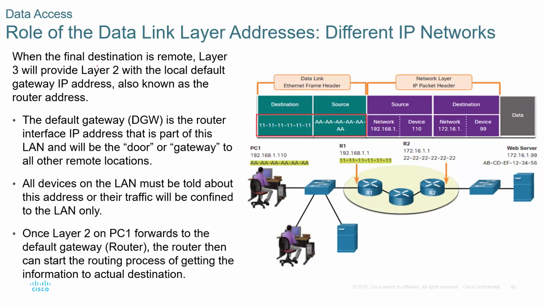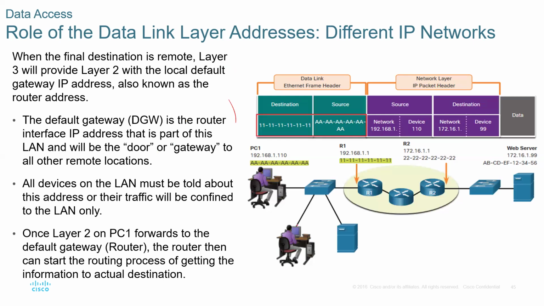Going through the text, when the final destination is remote, layer 3 will provide layer 2 with the local default gateway IP address, also known as the root address. So if the final destination is remote, layer 3 provides layer 2 with the gateway so that it uses that as the destination MAC address. The default gateway is the router interface address that is part of this line and will be the door, or the gateway, to all other remote networks.